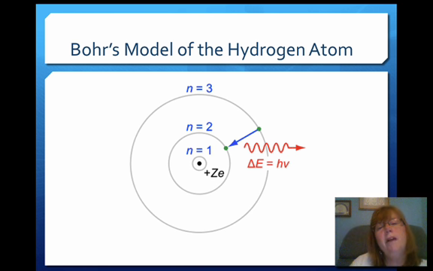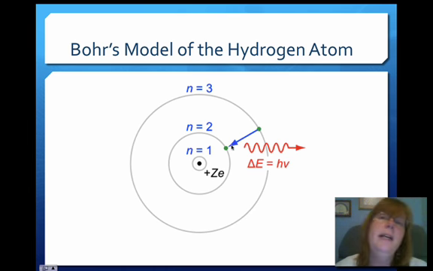Well, what this diagram is showing here is an electron, that's the green little dot, that is falling from orbit 3 down to orbit 2. And so because it's going down in energy, it is giving off electromagnetic radiation. And we could solve for the energy of that using this equation.